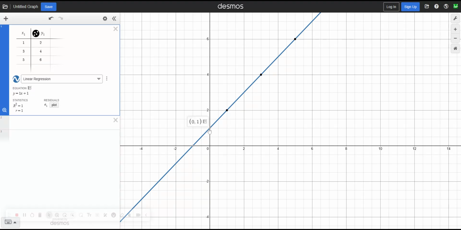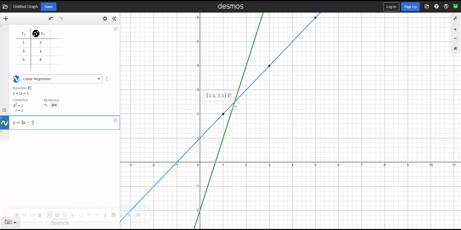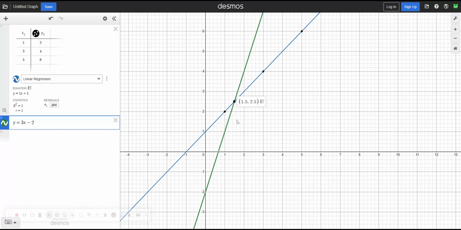Wow, that's crazy. I can even see, like I said, the x-intercept and the y-intercept right here. Well, let's say I have y equals 3x minus 2. I can even find the point of intersection, and I don't have to look at it or zoom in or anything. It'll tell me right there. And so this just makes it really user friendly for students.